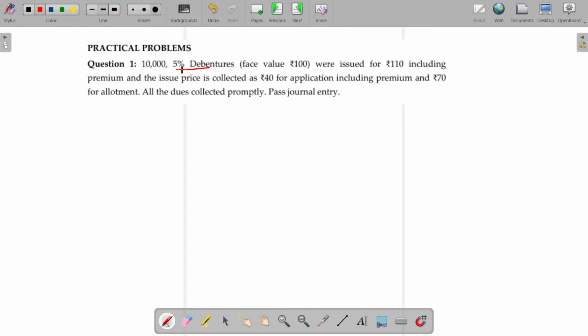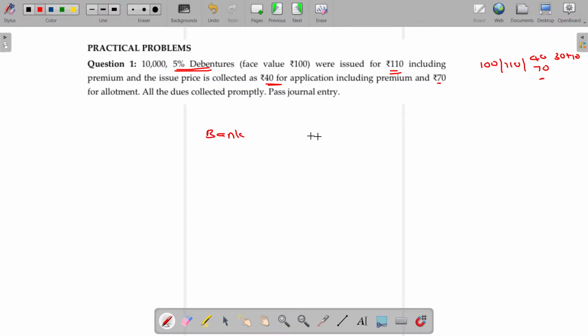10,000 5% debentures, face value 100, were issued for 110, including premium, and the issue price collected 40 for application, including premium, and 70 for allotment. So 100 rupees, but issue price being 110, collection amount being 40 with application, so 30 plus 10, and another 70 is along with allotment.